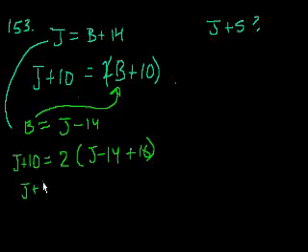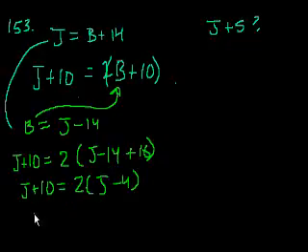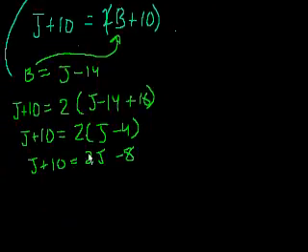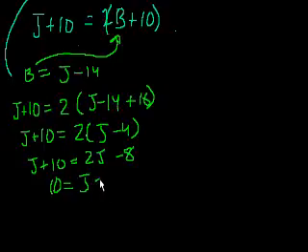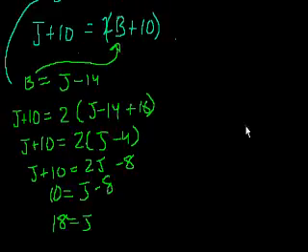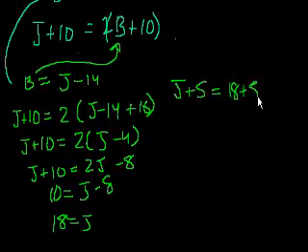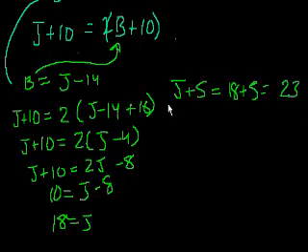So you get Jack plus 10 is equal to 2 times Jack, let's see, minus 14 plus 10, that's minus 4. So Jack plus 10 is equal to 2 times Jack minus 8. Let's subtract Jack from both sides. 10 is equal to Jack minus 8. Let's add 8 to both sides. You get 18 is equal to Jack. So that's how old Jack is right now. He's 18. So in 5 years, Jack is going to be 18 plus 5, which is 23 years old.